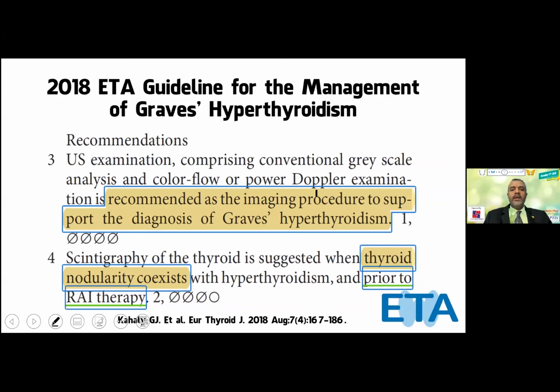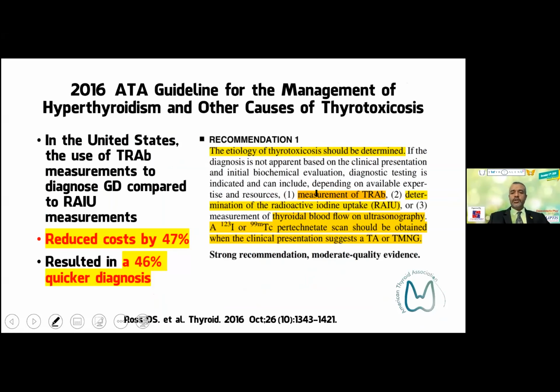therapy. In 2016, the American Thyroid Association mentioned that in order to define the cause of hyperthyroidism, you have to measure TRAb, perform radioactive iodine uptake, and perform thyroid ultrasound and thyroid flow study on ultrasound to differentiate between different causes. However, they have mentioned that the measurement of TRAb compared to radioactive iodine uptake reduces the cost of diagnosis by 50% and gives quicker diagnosis in 50% of the cases.